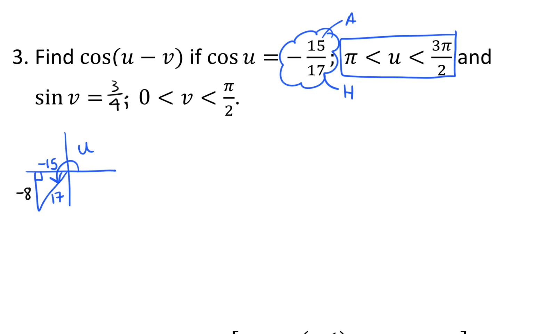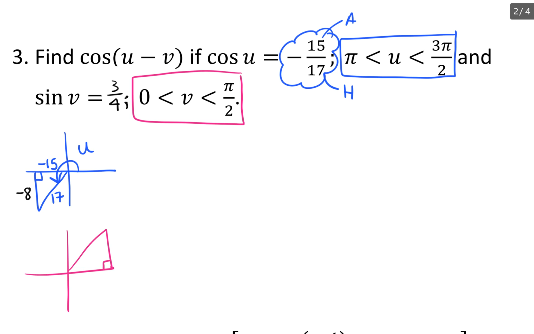Because the hypotenuse has to be bigger than the leg, right? Okay, so let's first look at our restriction here. This one is restricted to 0 to pi over 2, so that means we're going to be in quadrant 1. So I draw my triangle in quadrant 1.